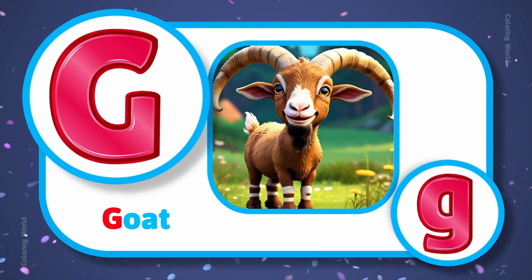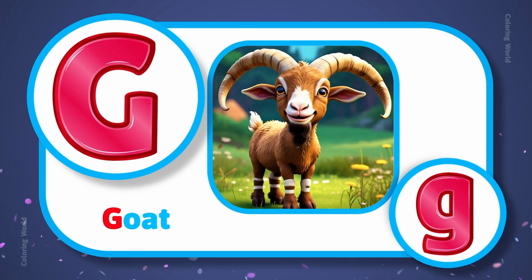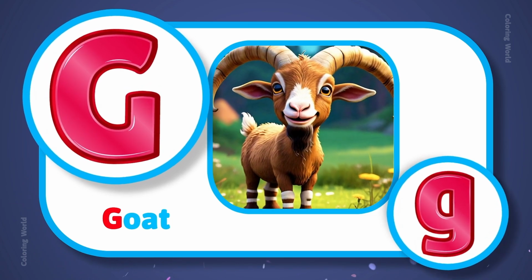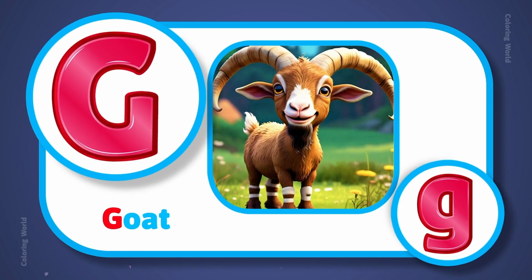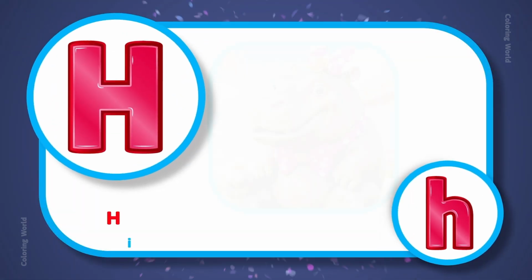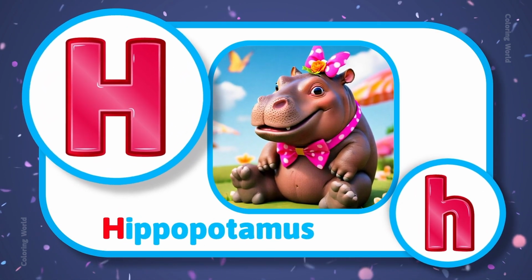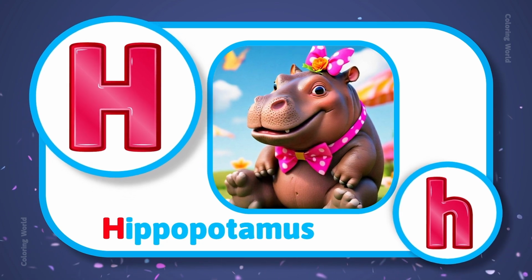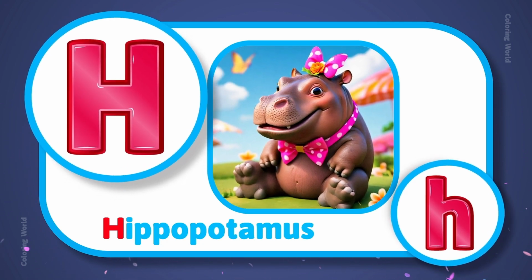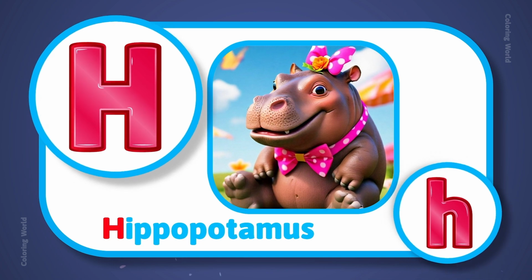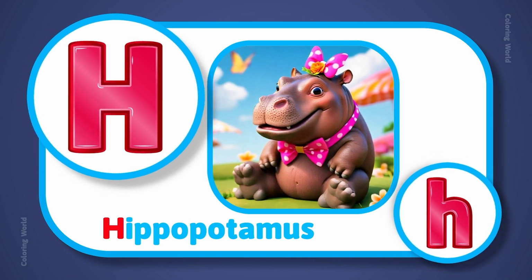G is for goat, goat. H is for hippopotamus, hippopotamus.